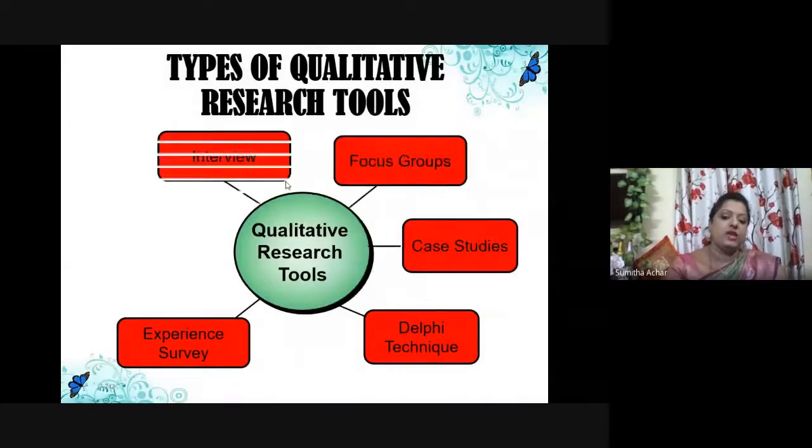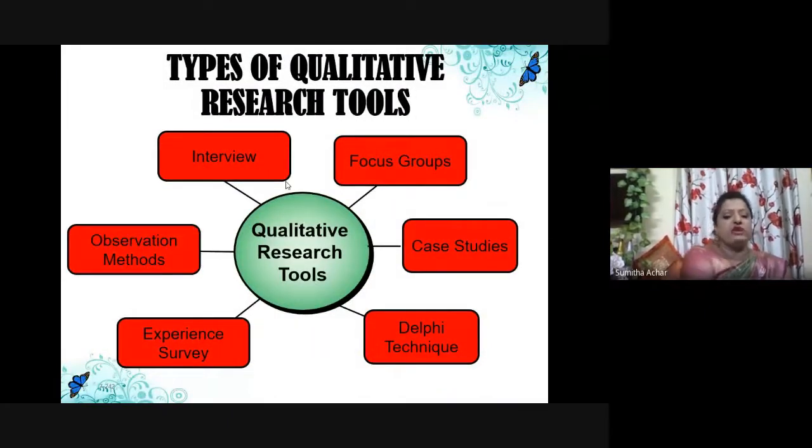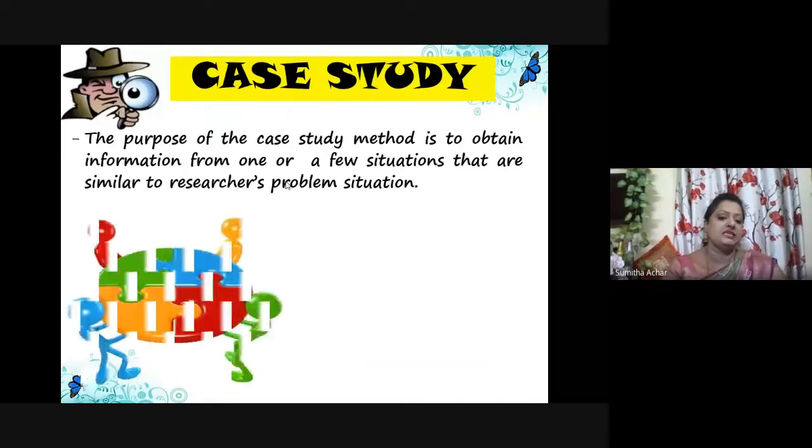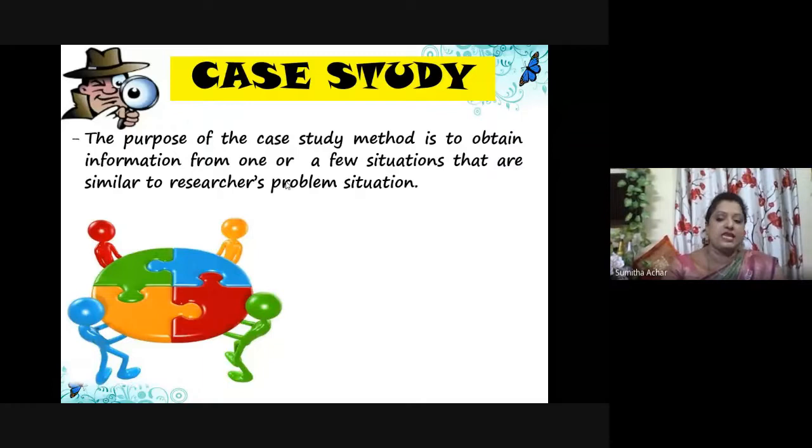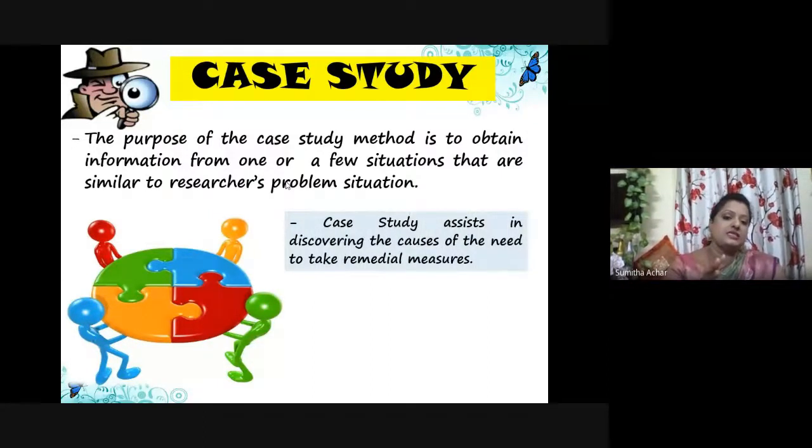And lastly, we have the case study approach. I don't have to give you details about it, as all of you know what a case study approach is. The basic purpose of a case study approach is to obtain information from one or a few situations that are similar to the researcher's problem situation, right? By understanding the case study, the person can understand what the repercussions can be, what the solution can be, and the way in which the same problem can be handled in the organization.